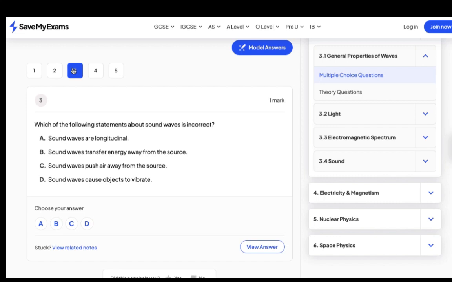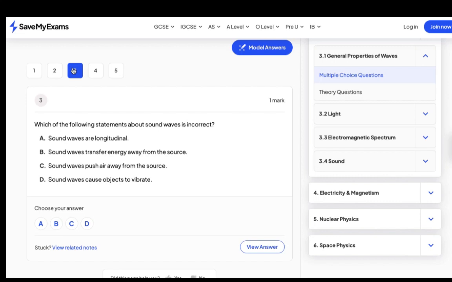Which of the following statements about sound waves is incorrect? Sound waves are longitudinal. That one is correct, so it's not incorrect. Sound waves transfer energy away from the source. Yes, they always transfer energy away from the source. That's correct. Sound waves push air away from the source. Yes. Sound waves cause objects to vibrate.